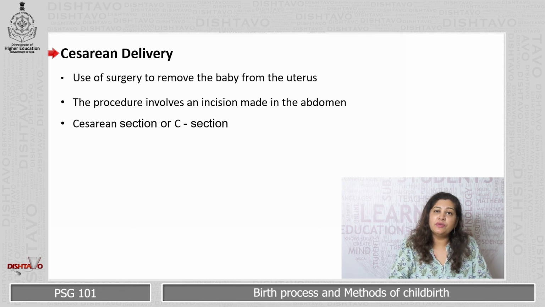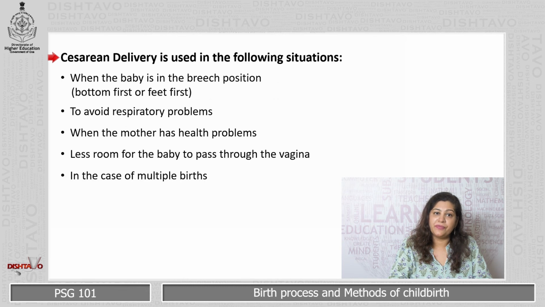Cesarean delivery is used in the following situations. Firstly, when the baby is in the breech position, that is, with bottom first or feet first moving towards the birth canal. Secondly, it is used to avoid any kind of respiratory problems and when the mother has health problems. When there is less room for the baby to pass through the vagina, this method of delivery is employed. And finally, it is used in the case of multiple births.